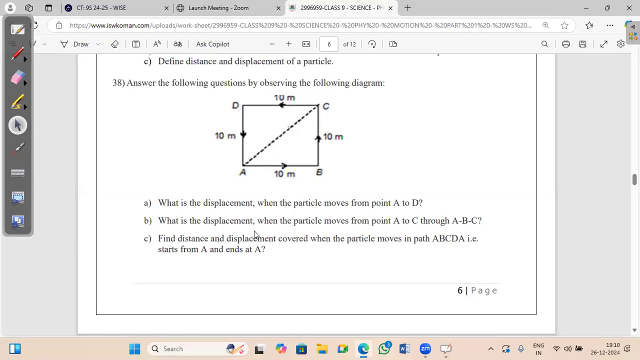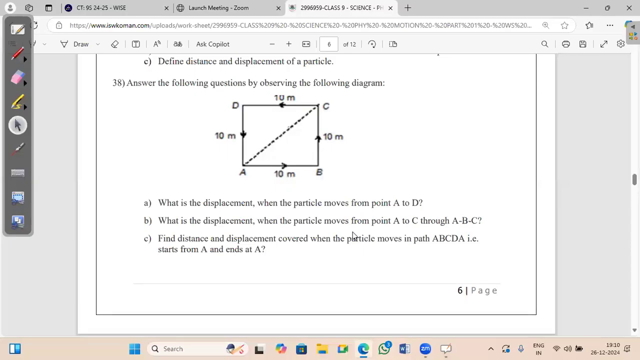Then what is the displacement when the particle moves from point A to C? Sir, we have to use Pythagoras theorem here. Yes, now you need to use the Pythagoras. So what will be the answer? Sir, AC square is AB square plus BC square. We get AC square as 200. So what is the final answer for AC? Root 200.